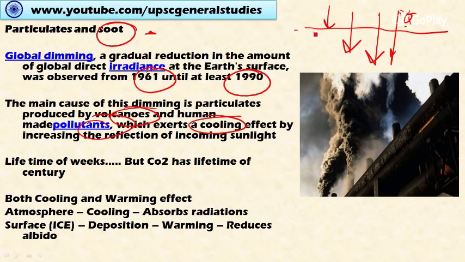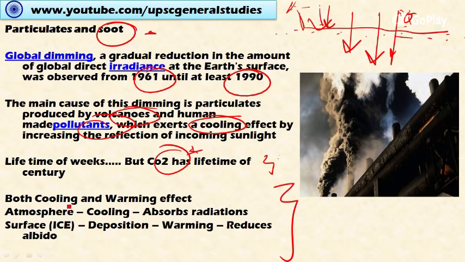So these particulates and soot which cover the lower atmosphere reflect the solar radiation back into the atmosphere, thereby causing cooling climatic conditions. This happened from 1961 to 1990. The lifetime of these particulates and soot is very short, in the matter of weeks. But carbon dioxide has a lifetime of a century, as I discussed in my previous video. So carbon dioxide is the major deciding factor in global climatic events, and these particulates and soot cause both cooling as well as warming effects, depending upon the place of deposition.